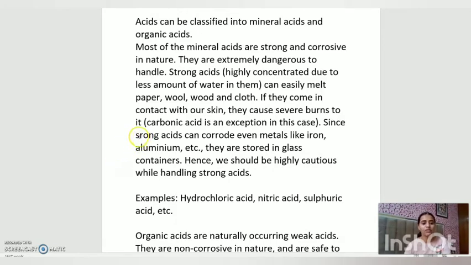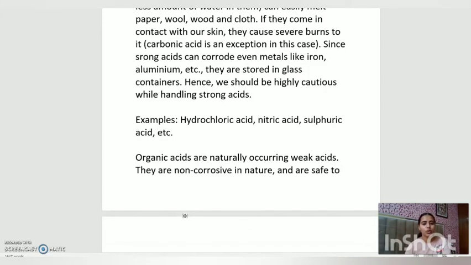See, students, here the word "strong" is written incorrectly. Please correct it. It is "strong". I am unable to write the letter T, students, again, that same reason is coming. So examples of strong acids are hydrochloric acid, nitric acid, sulfuric acid, etc.